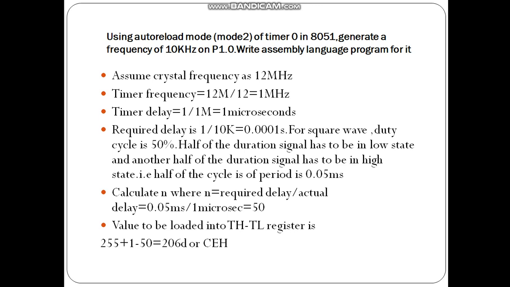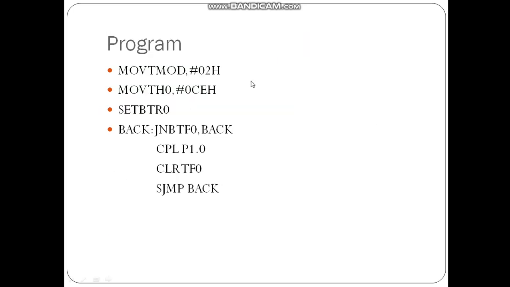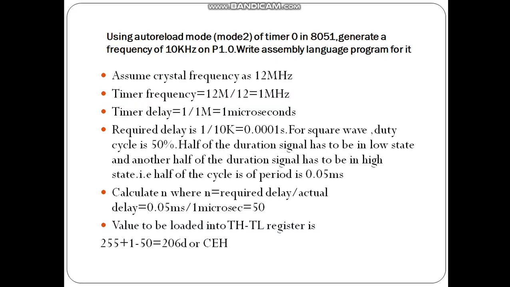Let us look into a program where we are asked to program timer 0. We consider the frequency as 10 kilohertz and a square wave has to be generated through port 1 pin 0. And here the crystal frequency is 12 megahertz. Previously we considered that the crystal frequency is 11.0592 megahertz, and hence we were getting the time delay as 1.085 microseconds. But here we have to calculate the time delay that is offered by the microcontroller.